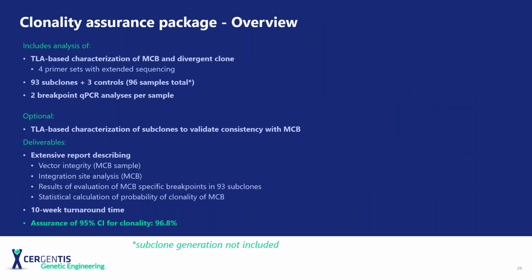We are now offering a service package that takes care of providing the data to prove clonality based on the work published with Novartis. Last year, we released the white paper describing this approach, which consists of 2 parts. In the first part, we analyze the master cell bank together with a divergent clone and an unrelated clone, and we perform a complete genetic characterization using 4 sets of primers and extended sequencing. Based on the breakpoint sequences obtained with TLA, we then design primers to perform a specific qPCR analysis in 93 clones. With this, we can provide data that confirms monoclonality with 95% confidence.